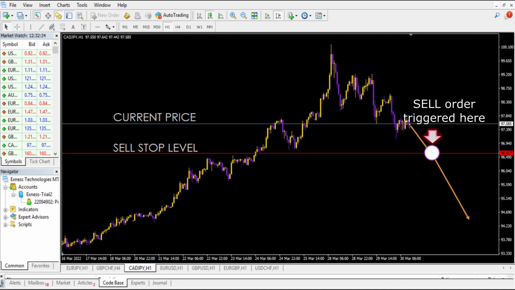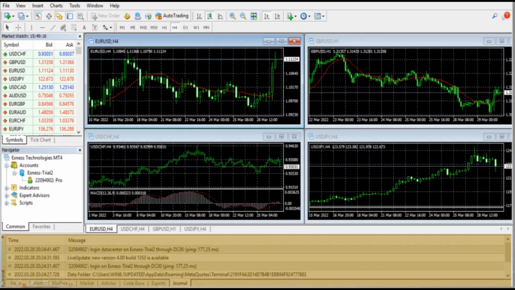Okay, after you have successfully placed an order, whether it is a pending order or an instant order, you can view the feedback of your trading order on the terminal down here.